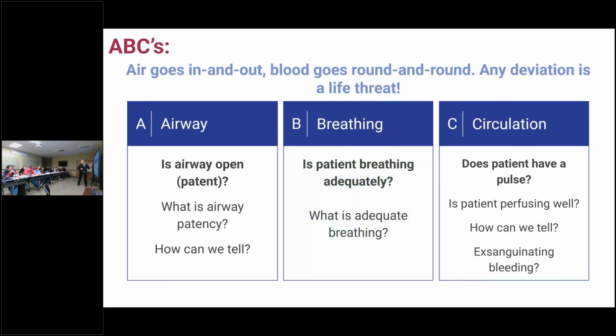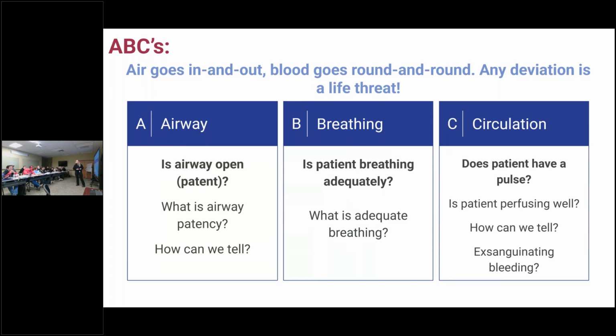So when we're assessing the airway, we want to ask, is our airway open and patent? So what does patent mean? Clear, open, right. And how can we assess that? How can we tell if the airway is patent? How it sounds, how their chest is rising. Chest rise and fall, yeah. Talking to them if they're alert.